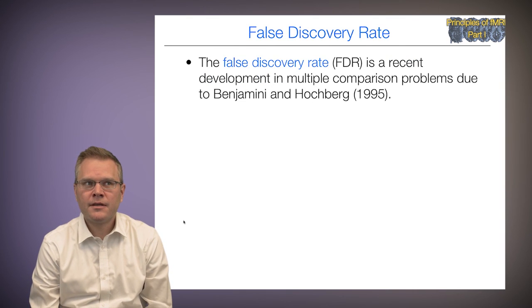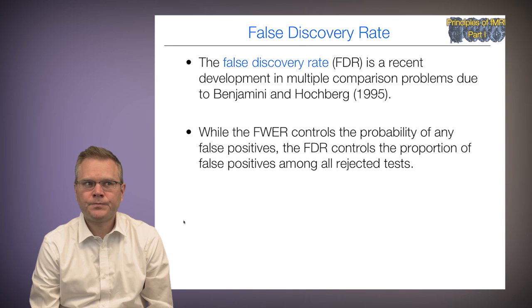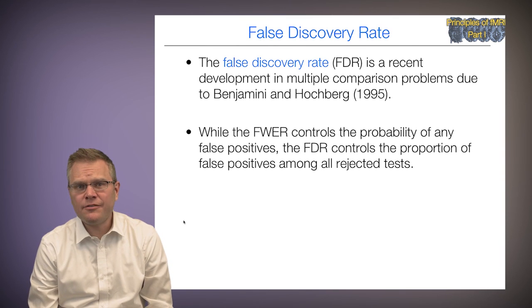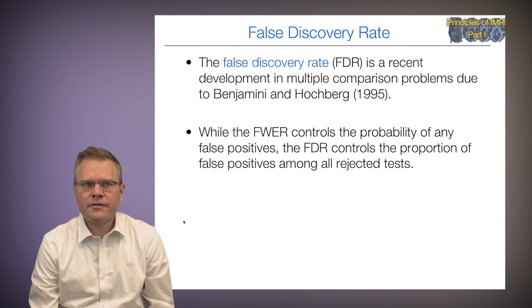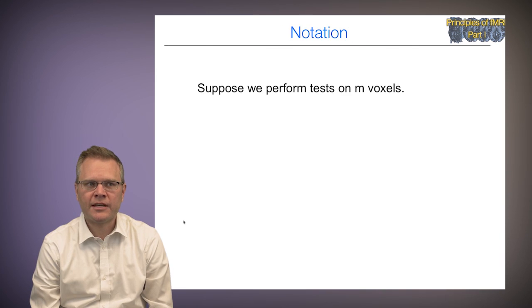The false discovery rate, or FDR, is a recent development in multiple comparisons due to Benjamini and Hochberg. This comes from a paper around 1995. While the family-wise error rate controls the probability of any false positives, the false discovery rate controls the proportion of false positives among all rejected tests. So this is a slightly different criterion that we're controlling here.